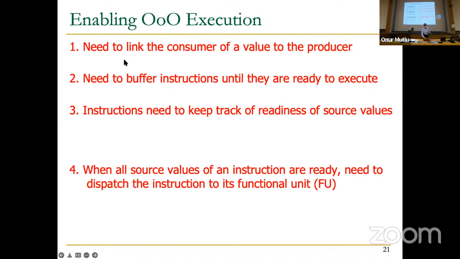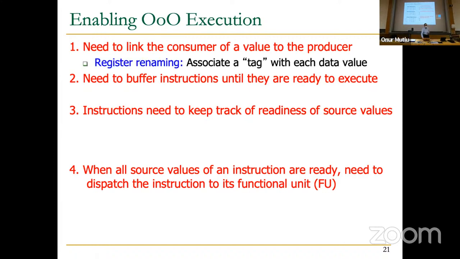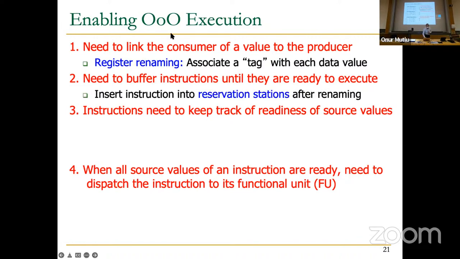So we actually know how to do the linking of the consumer of a value to the producer. This is called register renaming. We basically associate a tag or name with each data value. And that name is produced by the producer and consumed by the consumer. Basically, consumers and producers communicate through these tags, okay? And you need to buffer the instructions until they're ready to execute, inserting the instruction into reservation stations after renaming, and we will see that.